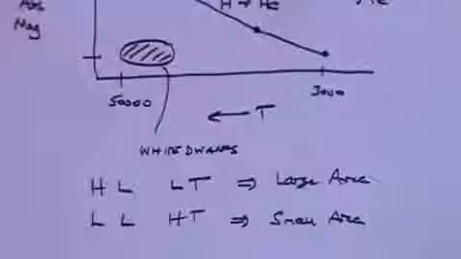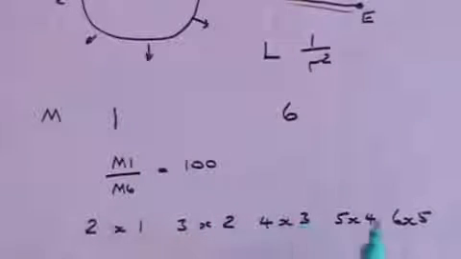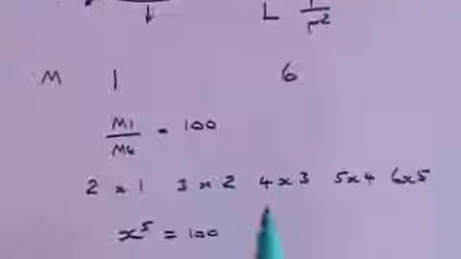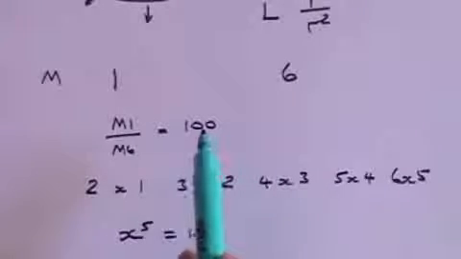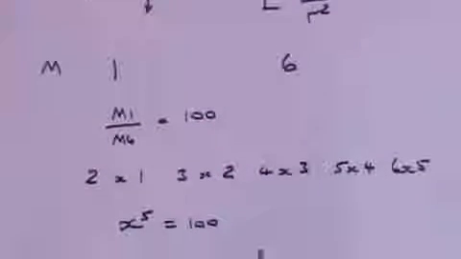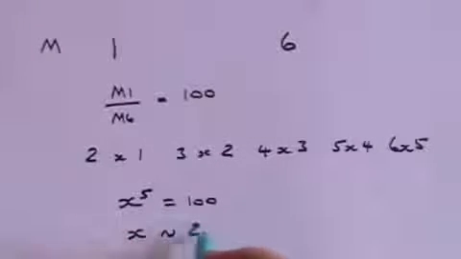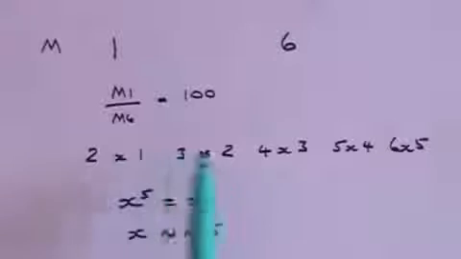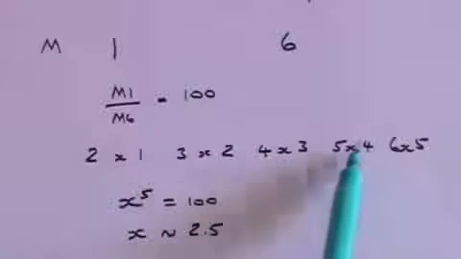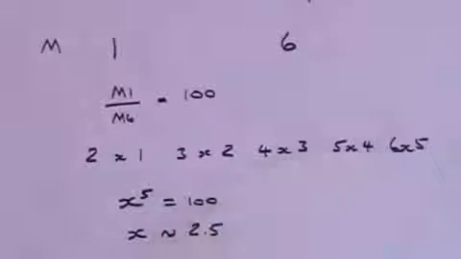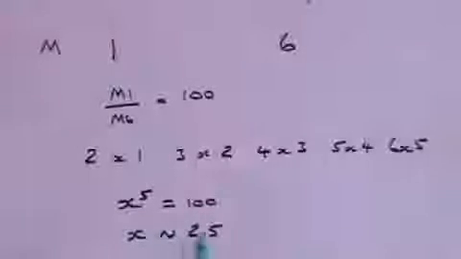X by X again, you've got 5 lots of X, so it's X to the 5th, and that will equal 100. And what that means is that X is very approximately 2.5. In other words, if you take 2.5 times 2.5 times 2.5 times 2.5 times 2.5, you get 100. But 2.5 is a rough estimate, it's not precise. You need to do the 5th root of 100 to get the precise number.